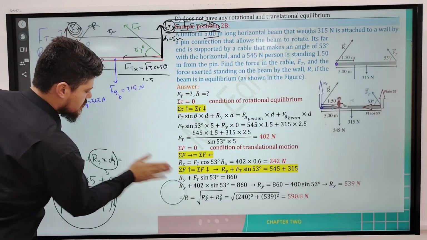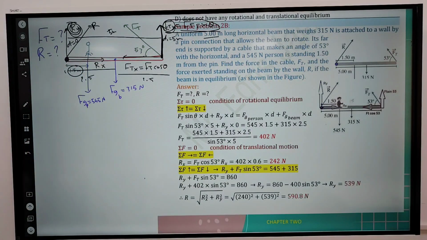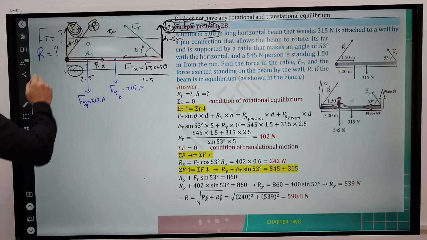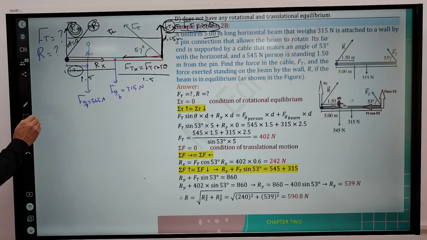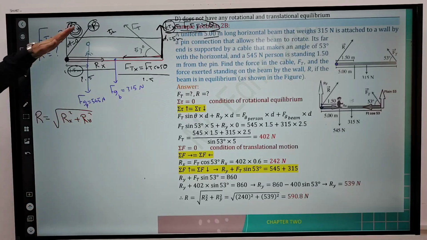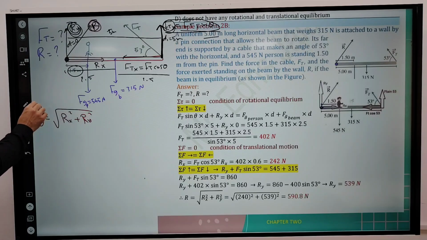Because we have two unknowns in this question, Ft and R. What is R? It is the force of the wall acting on the beam. To find R, because R is not located on the x-axis or y-axis, we have to use the Pythagorean theorem. R is equal to the square root of Rx squared plus Ry squared. Why? Because R is not on the y-axis or x-axis; it makes an angle. To find this resultant vector, we use the Pythagorean theorem, which says the hypotenuse is equal to the radical of adjacent squared plus opposite squared.